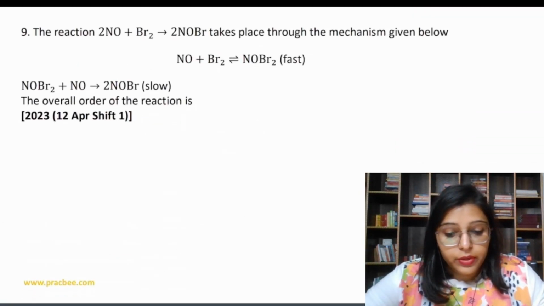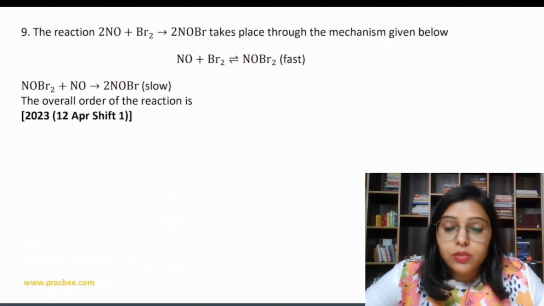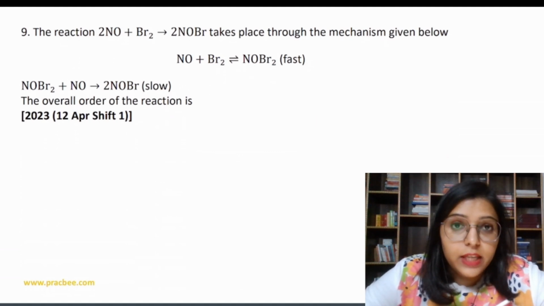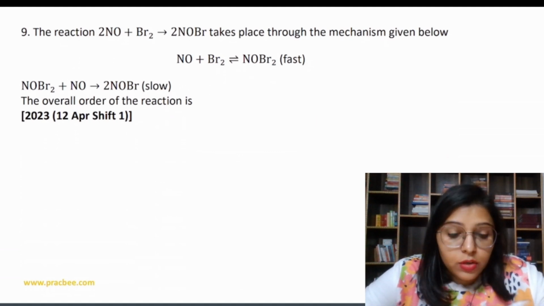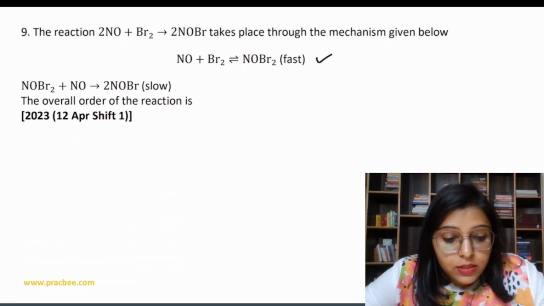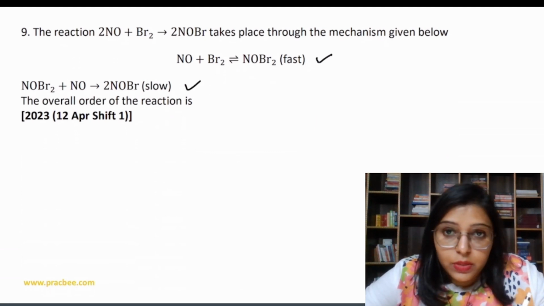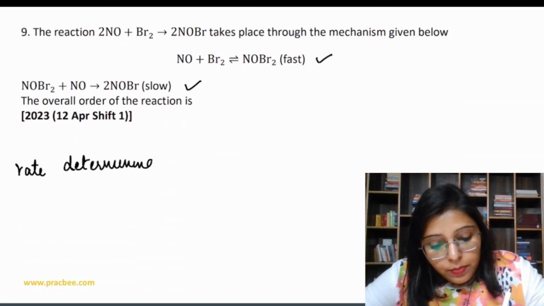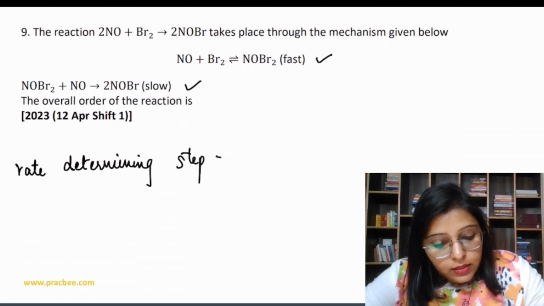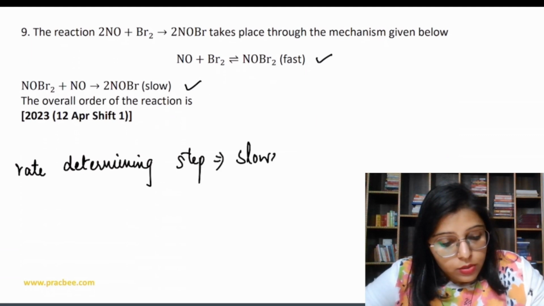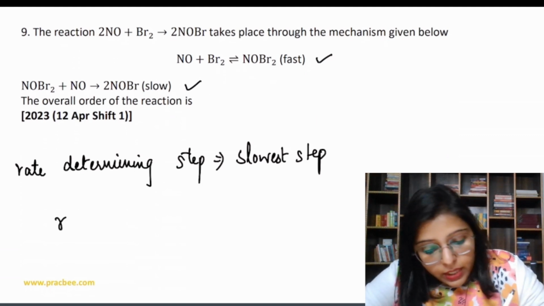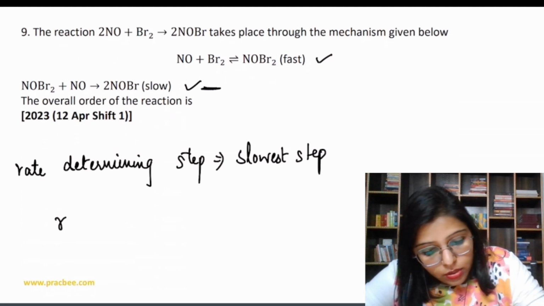Now let's solve question number 2. The reaction 2NO plus Br2 gives 2NOBr and takes place through the mechanism given below. So the mechanism is this: the first step is this and the second step is this. The rate determining step is the slowest step. So we can write the rate from the second reaction.